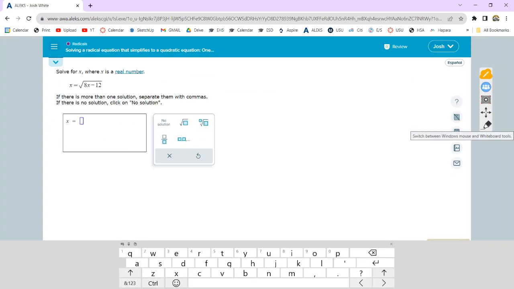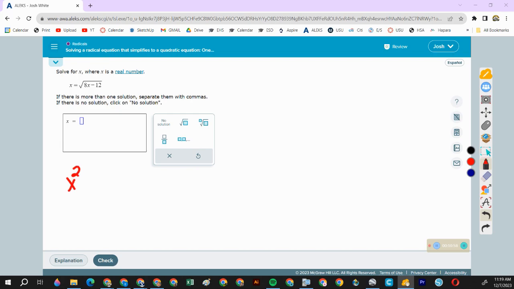Okay, what about this? Does that have an answer? Are you sure? I'm not so sure that has an answer. So let's solve and see what happens. So I square both sides. So x squared equals 8x minus 12.